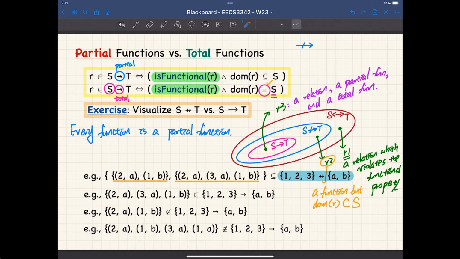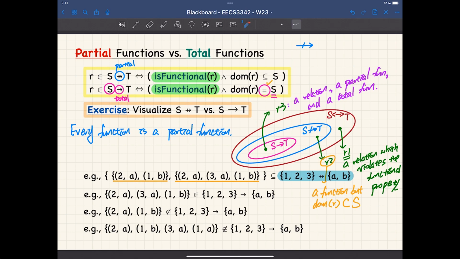First of all, let's take a look at this one here. Is this a partial function? As long as it's a function, it's a partial function, no question. As long as you cannot find any witness to show that it violates the functional property, then it's a partial function for sure. And here you can see 2 is only mapped to just one value A. 1 is mapped to only just one value B, so no violation. Similarly, 2A, 3A, 1B, that's also fine.